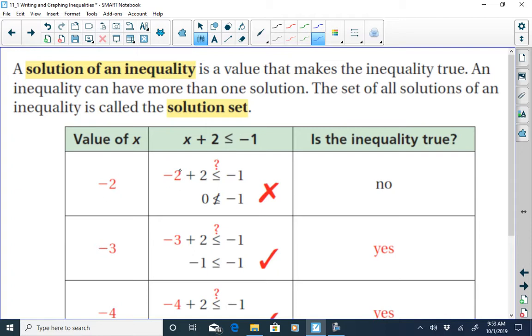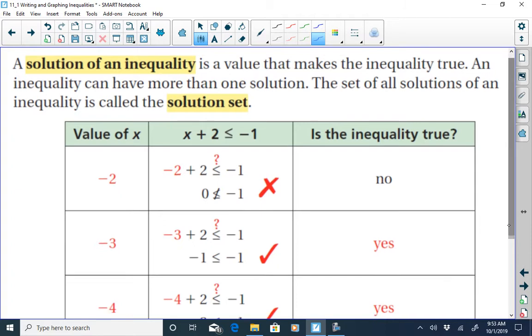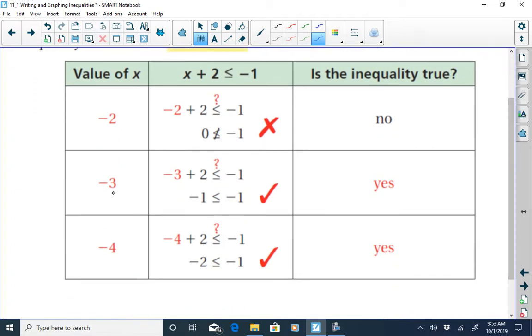So we replace x with negative 2, we add 2, and that's going to give me 0. Is 0 less than or equal to negative 1? And the answer to that is no. So that means negative 2 is not a solution of that inequality. Let's try negative 3. Replace x with negative 3 and see if we get a statement that's true. Negative 3 plus 2 is negative 1. Is negative 1 less than or equal to negative 1? Yes, it is. So that means that negative 3 is a solution of that inequality.